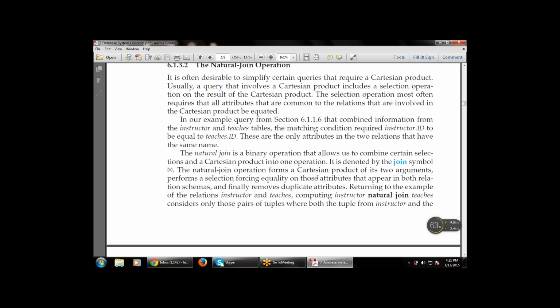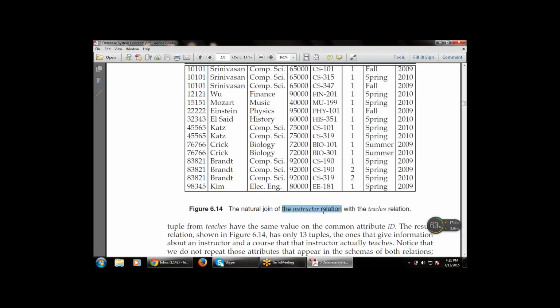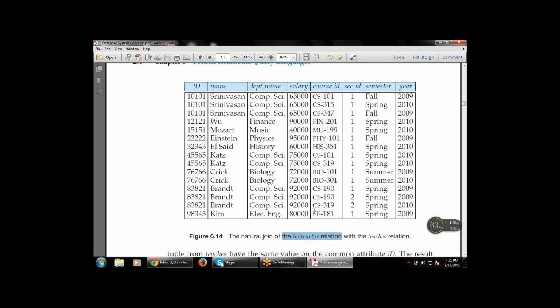That forms a Cartesian product, meaning a combination of the two relations, the two arguments that are given, represented as a Cartesian product. This is one example, a natural join of the instructor relation with the teacher's relation. Till here this is the instructor table, and from here this is the teacher's table. So one is the instructor table, then the teacher's table, and that is done by the natural join.